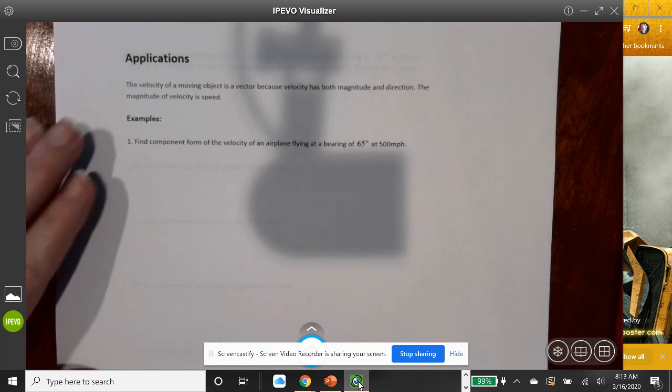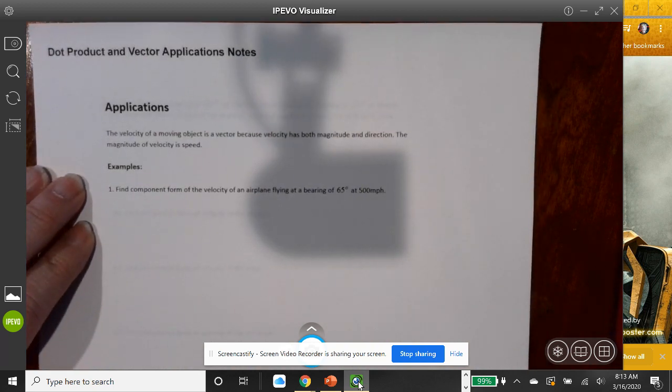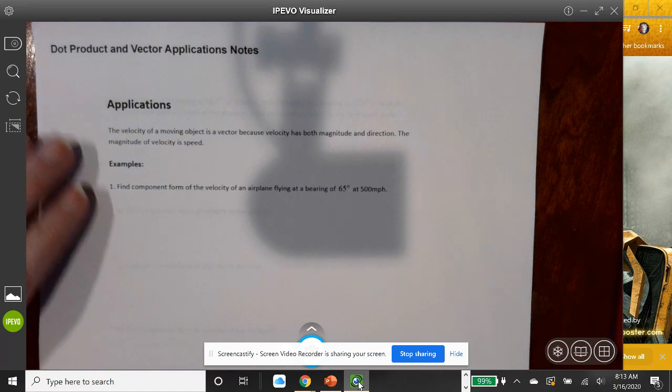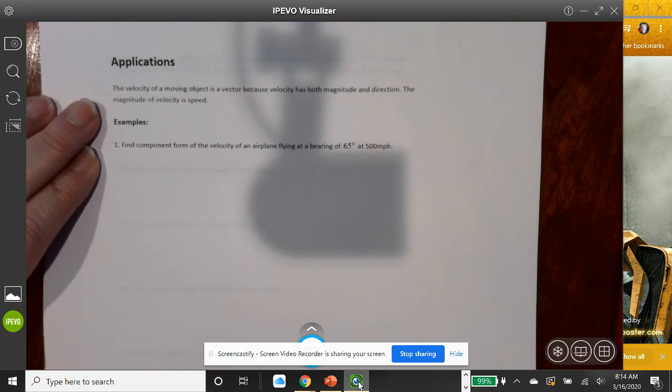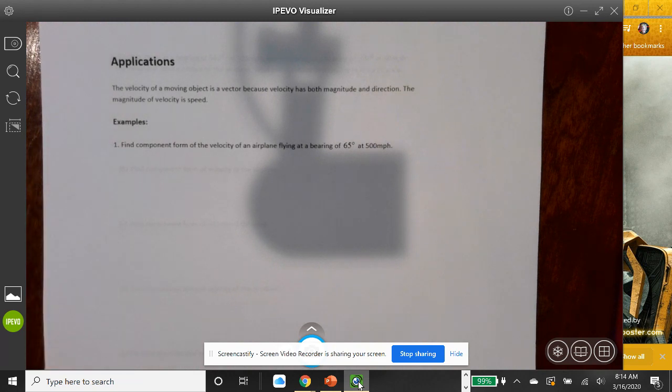Right, today we're going to talk about dot product and vector applications. So this is a continuation of the notes. The velocity of a moving object is a vector because velocity has both magnitude and direction. The magnitude of the velocity vector is its speed. Okay, so let's do some examples here.